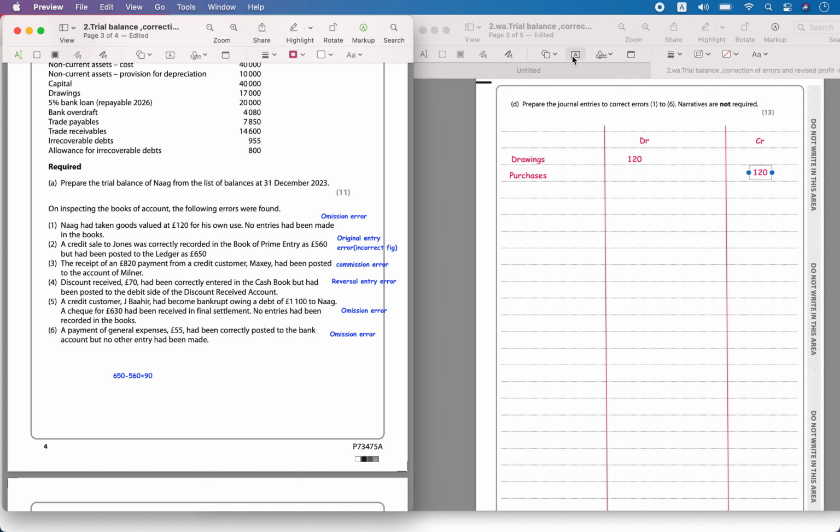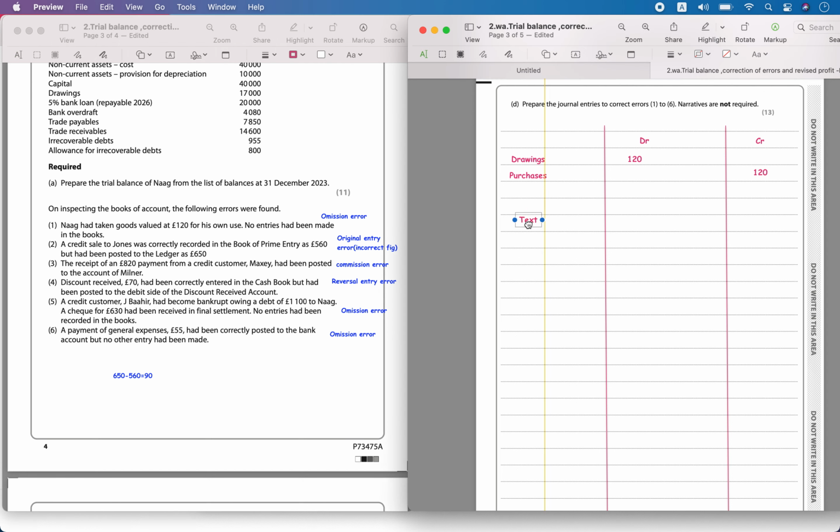So what are the two accounts that are going to be affected? So first one is Jones's account. Okay, he's a trade receivable account, and the other one is the sales account. Okay, these are the two associated accounts that are going to get affected. Okay, sales account. Now the trade receivables account. Okay, trade receivables account is a debit account, right? So now a credit sale to Jones was correctly recorded as 560, but it had been posted to the ledger as 650. So what am I supposed to do?